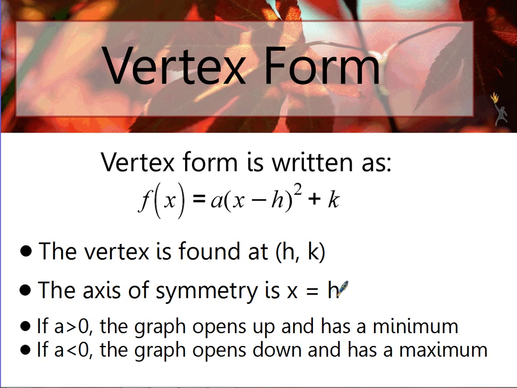The axis of symmetry, instead of having to plug a number back into my equation, is simply at x equals h. Same thing with standard form. If a is positive, the graph opens up and my vertex becomes a minimum. If a is less than 0 or negative, the graph will open down and my vertex becomes a maximum.